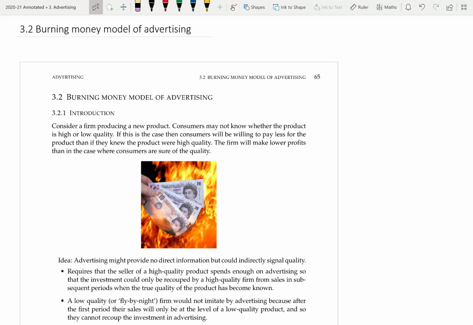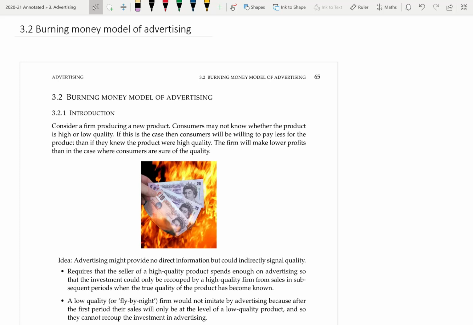So think back to the lemons model that you've studied before. This is basically the lemons model. So the model we'll look at, the burning money model, the idea here is that although advertising might provide no direct information about the quality of the product, it could indirectly signal quality. So the mere fact that the firm is spending money on advertising could be enough to signal that it is high quality. So this is why it's called the burning money model of advertising. Instead of advertising, they could just burn a pile of money. So the only function of advertising here is to demonstrate that the firm is spending money.